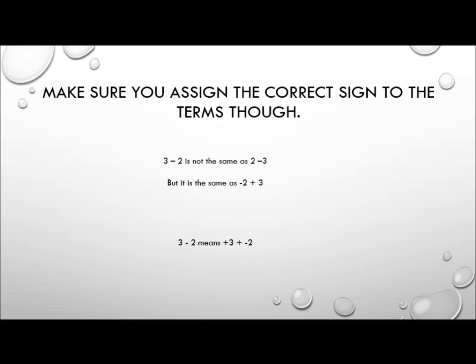We can go wrong doing this if we're not careful. 3 minus 2 is not the same thing as 2 minus 3. But it is the same thing as negative 2 plus 3. In fact, 3 minus 2 actually means positive 3 plus negative 2. And if we remember that, we can comfortably move the terms around within the expression as much as we like without fear of changing the expression.